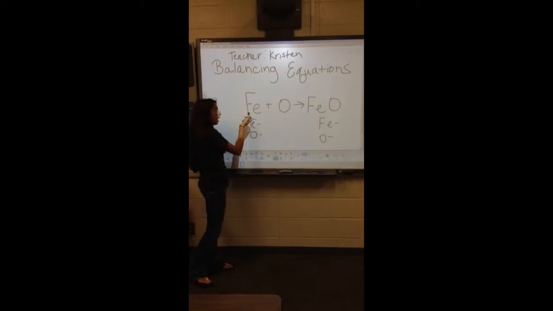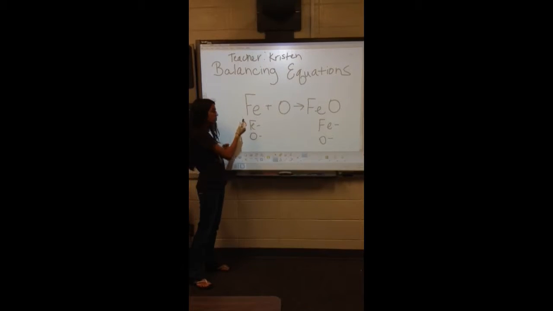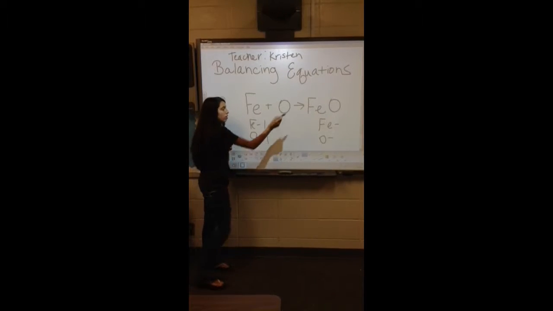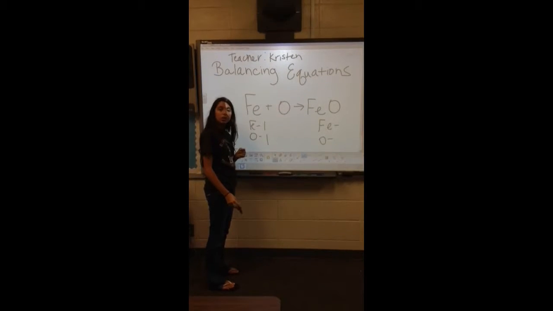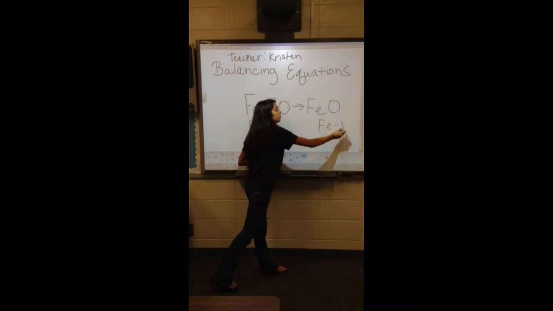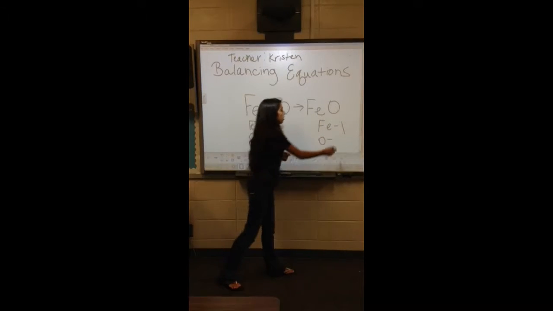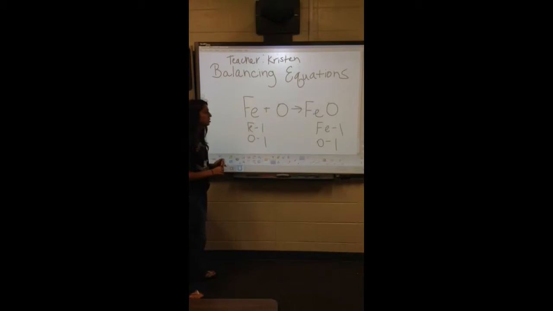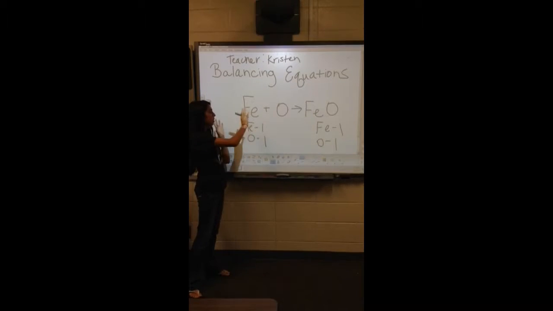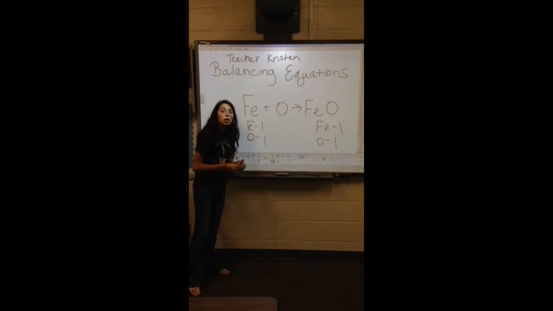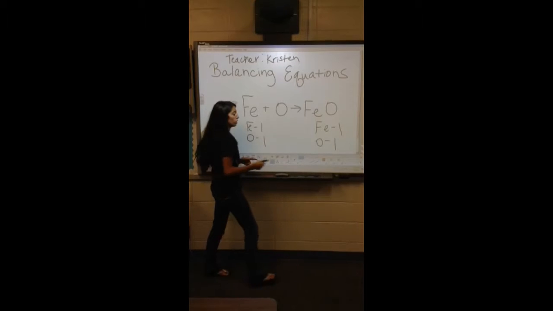On this side, how many Fe's are there? 1. How many oxygens are there? 1. And on the yield side, how many Fe? 1. How many oxygen? 1. That is good. That's how they're all supposed to be. They all have to be the same on each side. So now let's move to a more difficult equation.